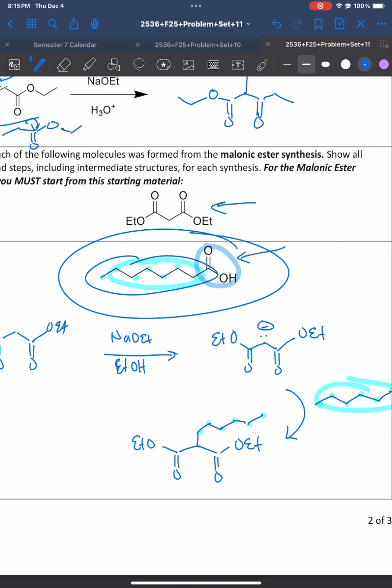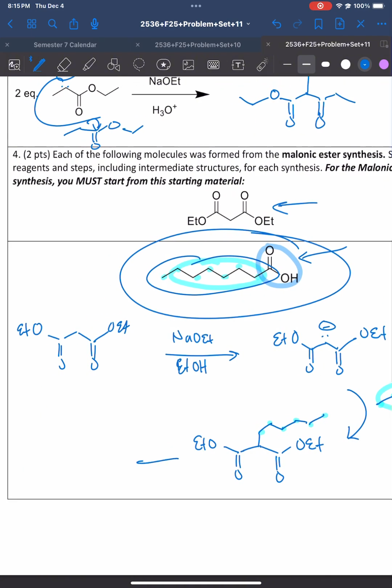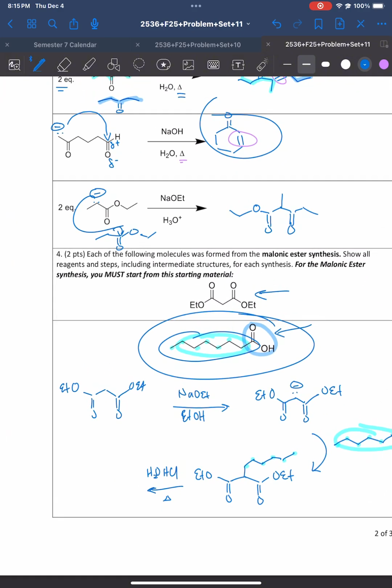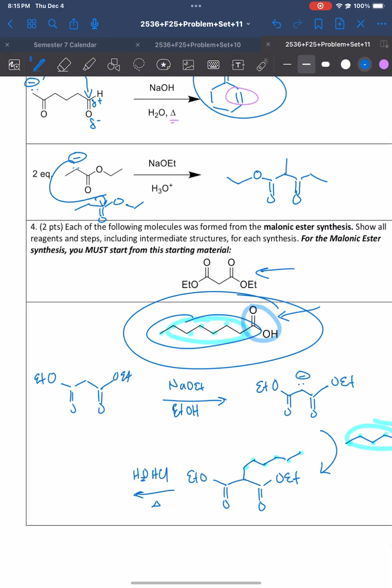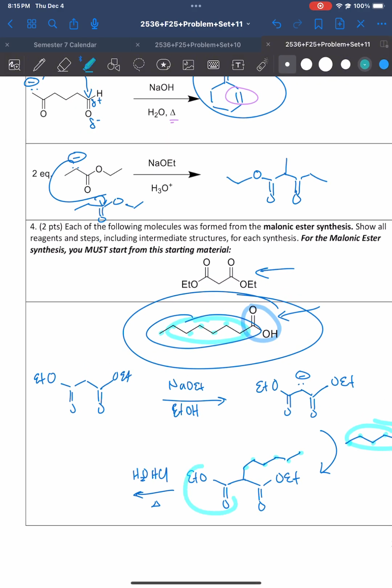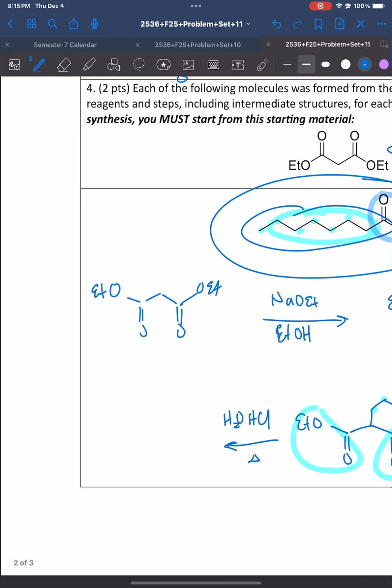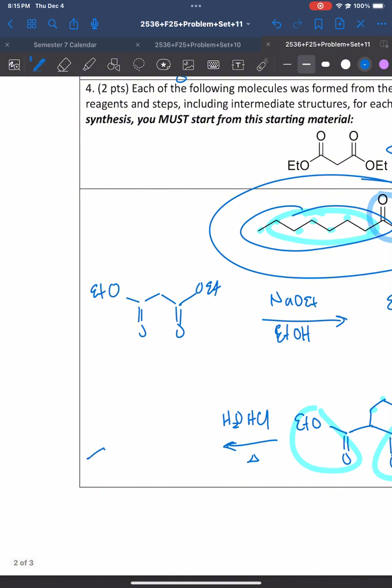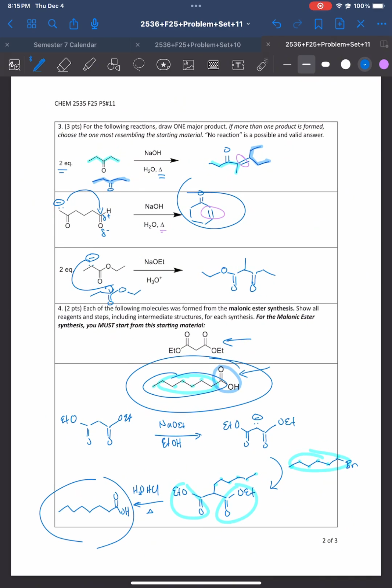So finally, we have H2O, HCl, and heat. And basically that is going to, I like to think of it as just getting rid of these groups and leaving a carboxylic acid in their place, just for simplicity's sake. All right, so this is going to be your final product. Okay, let's do this one as well.